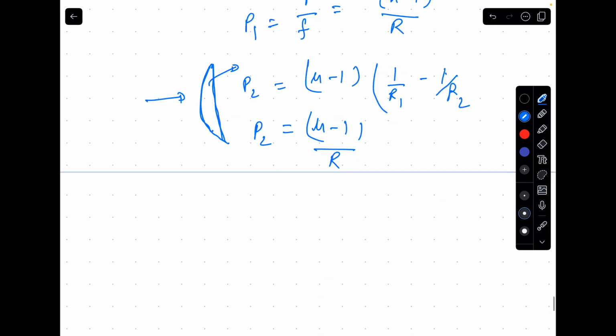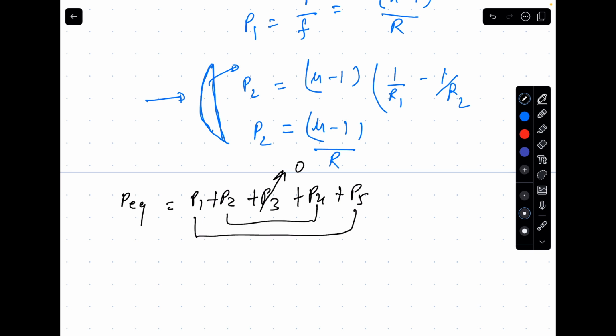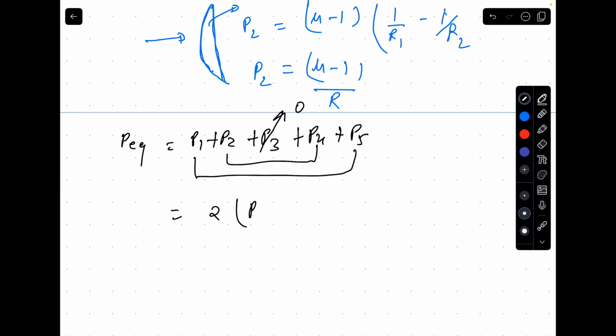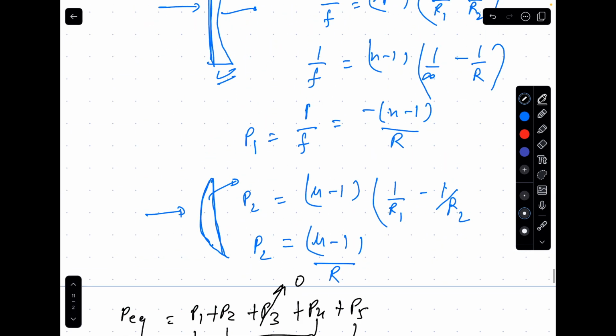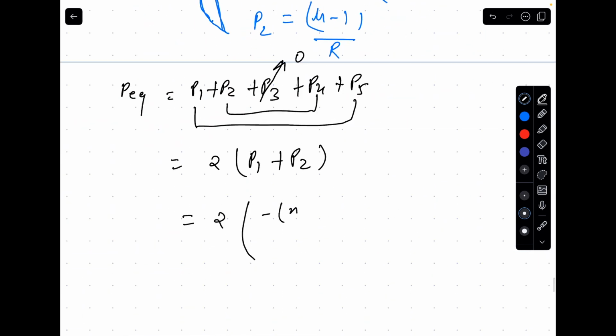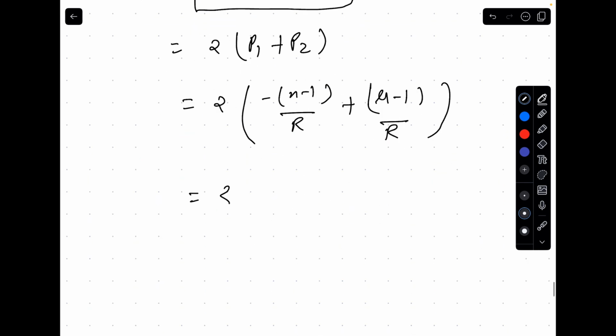Alright, now if I calculate the P equivalent, it is the sum of all the P's: P1 plus P2 plus P3 plus P4 plus P5. We know that P3 is 0, and P1 and P5 are equal, P2 and P4 are equal, so that becomes 2 times of P1 plus P2. P1 is minus of n minus 1 divided by R, and P2 is mu minus 1 divided by R, so that becomes 2 divided by R, and here I am having mu minus n. Okay, mu value they have given in the question.